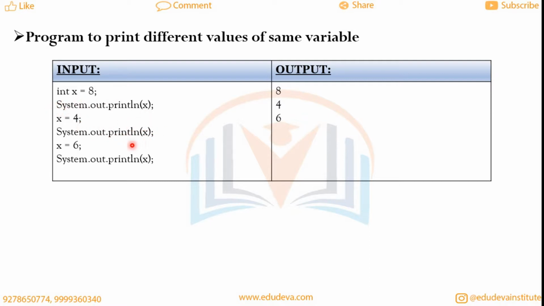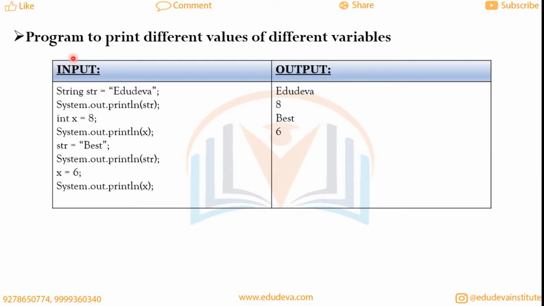After that in the next line we are writing x is equal to 6. So now it will change the value of the variable x to 6, and as we write system.out.println x, it will print the updated value of the variable, that is 6. So for the first print statement it is printing 8, for the second print statement it is printing 4, and for the third print statement it is printing 6. Every time we apply the print statement on a variable, we must take care that the value of the variable is predefined earlier and it will print the latest updated value of our variable.